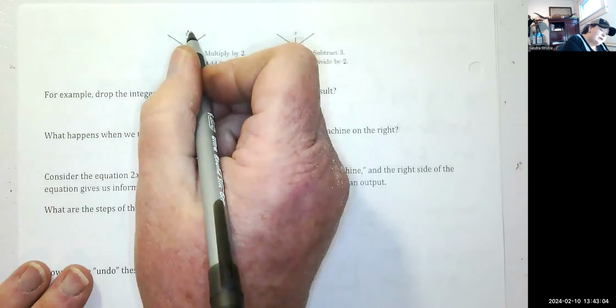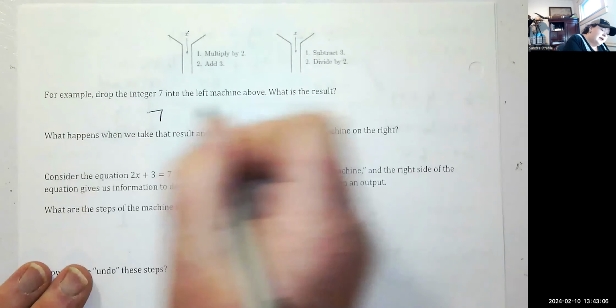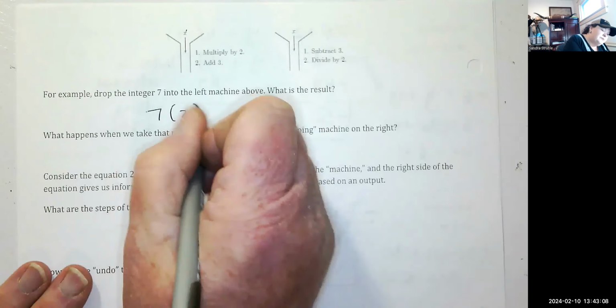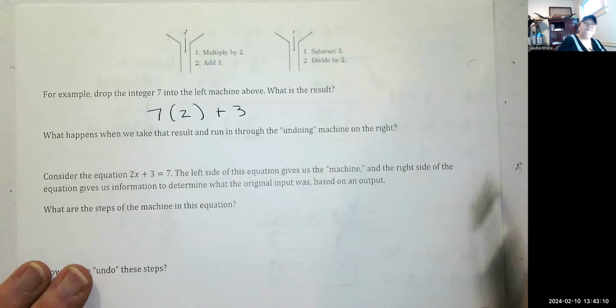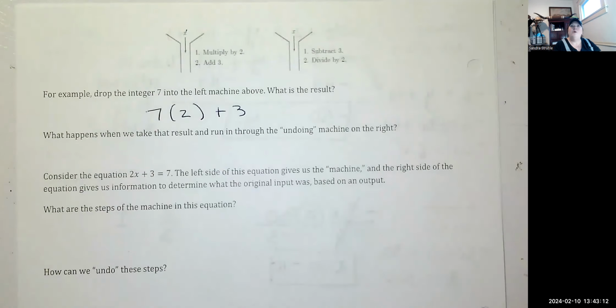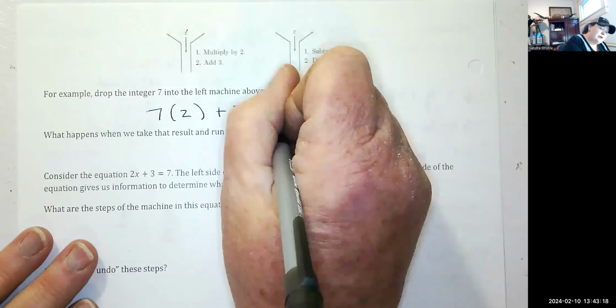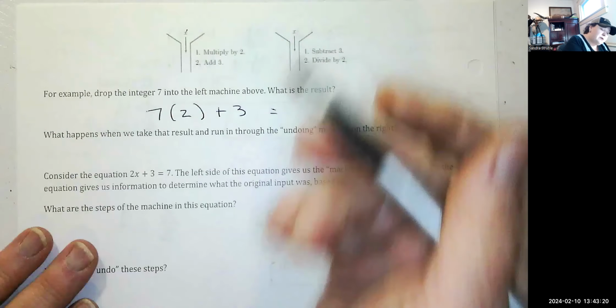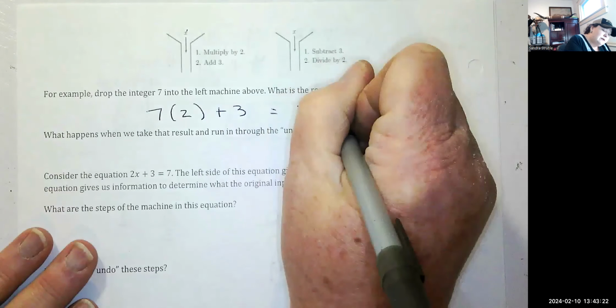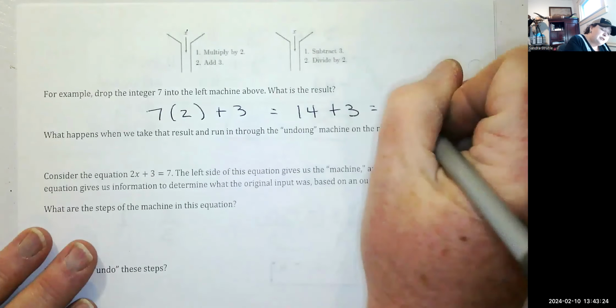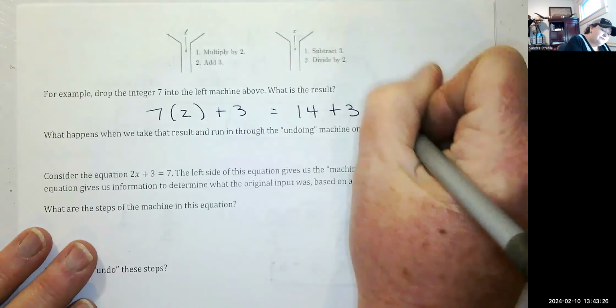So we would take 7 and multiply it by 2 and add 3. All right, well, we have to multiply first, and then we would have to add. So 7 times 2 is, I know I'm supposed to do this vertically, but I don't have room. 7 times 2 is 14 plus 3. 14 plus 3 is 17.